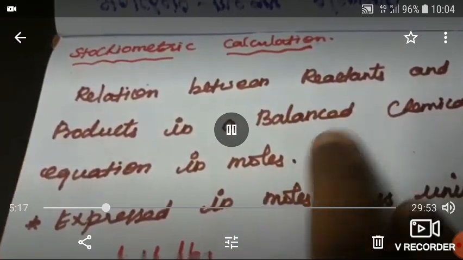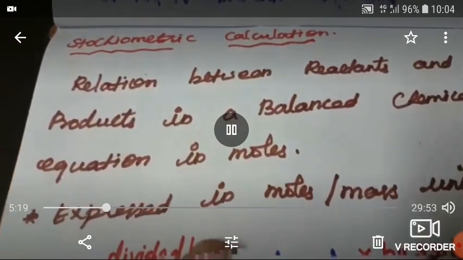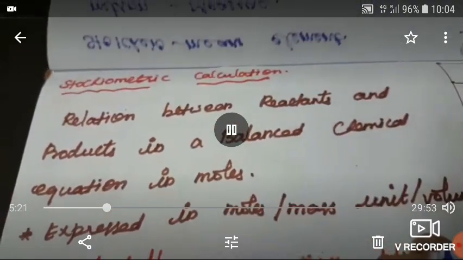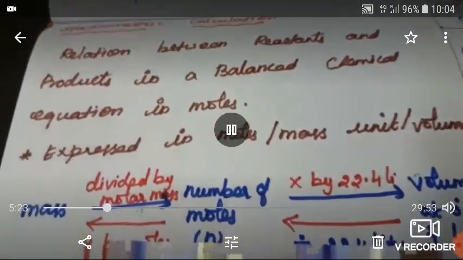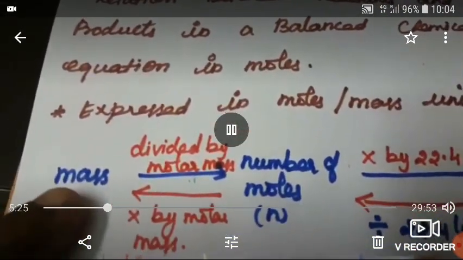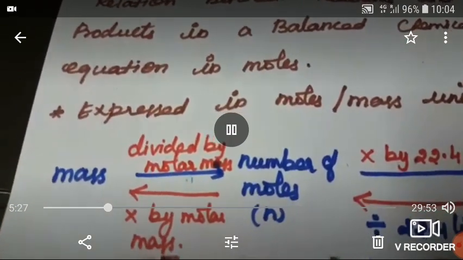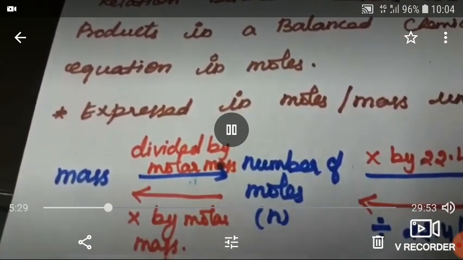First we are going to understand what is meant by mass and what is meant by volume. Okay, so that is the mass unit volume. So here, mass is equal to divided by mass. How to calculate the number of moles.